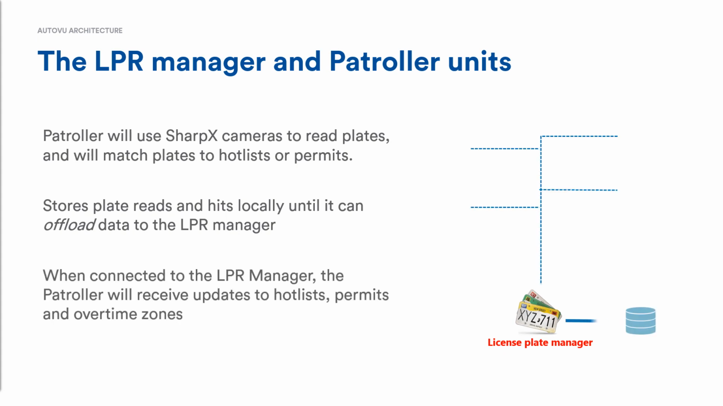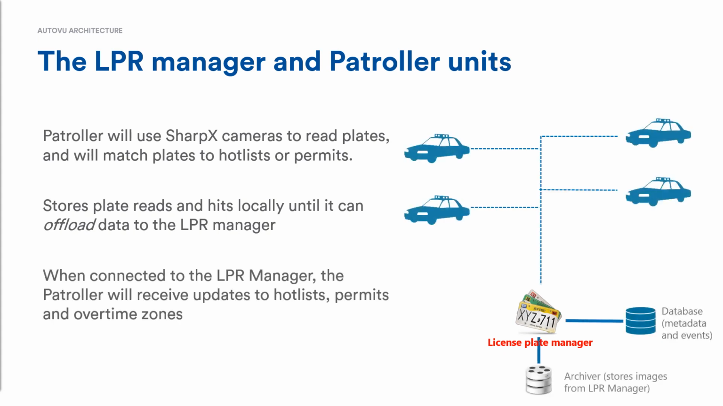ALPR projects can be set up in fixed or mobile configurations. Fixed ALPR means that the Sharp unit doesn't move. It might be mounted on a pole at the entrance to a car park, and it just reads the plates of all vehicles entering and exiting the parking lot. That's a fixed installation. But there are also mobile setups.